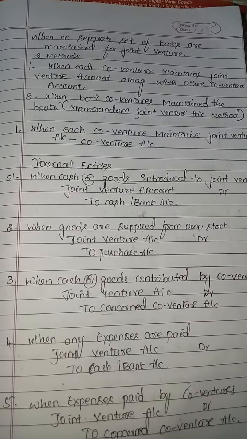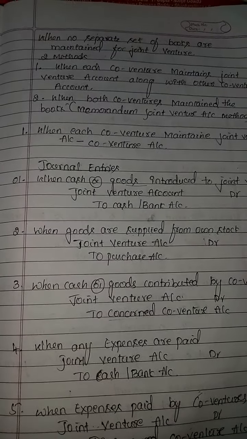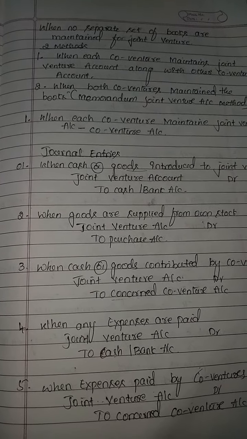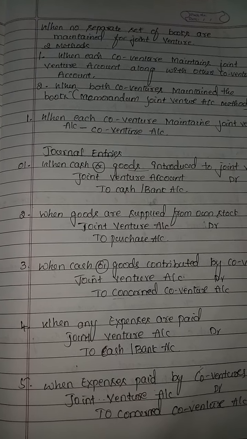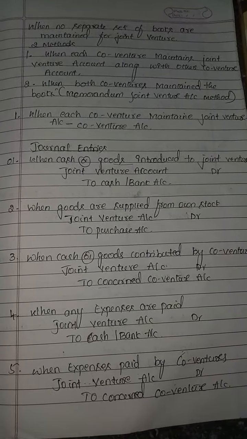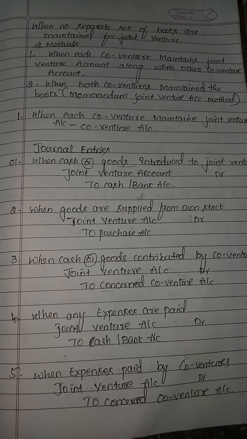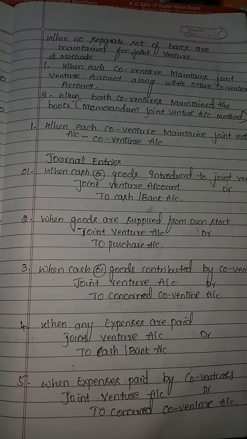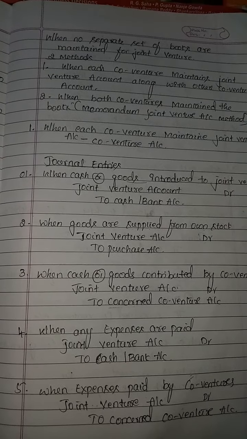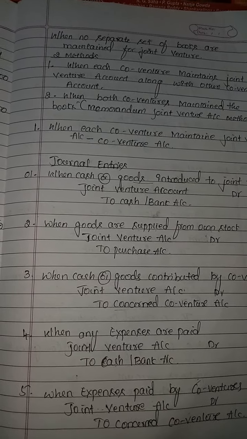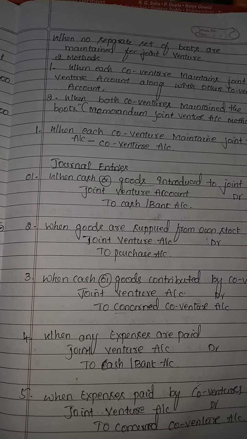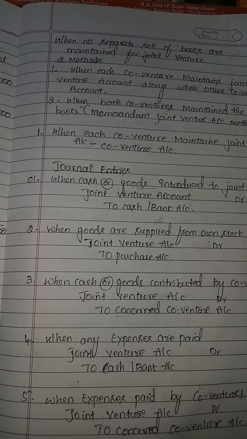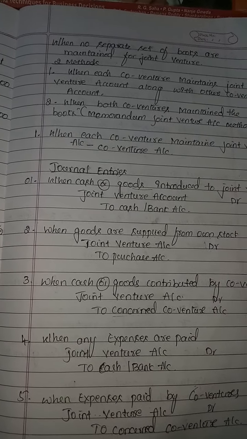Okay, what are the journal entries involved when the company maintains a separate set of books under the venture? First, when cash or goods are introduced by the joint venture. If any cash or goods are introduced by the joint venture, the entry will be joint venture account debit to cash or bank account. When goods are supplied from own stock, if any co-venture supplies goods or material from his own stock, at that time the entry will be joint venture account debit to purchase account.